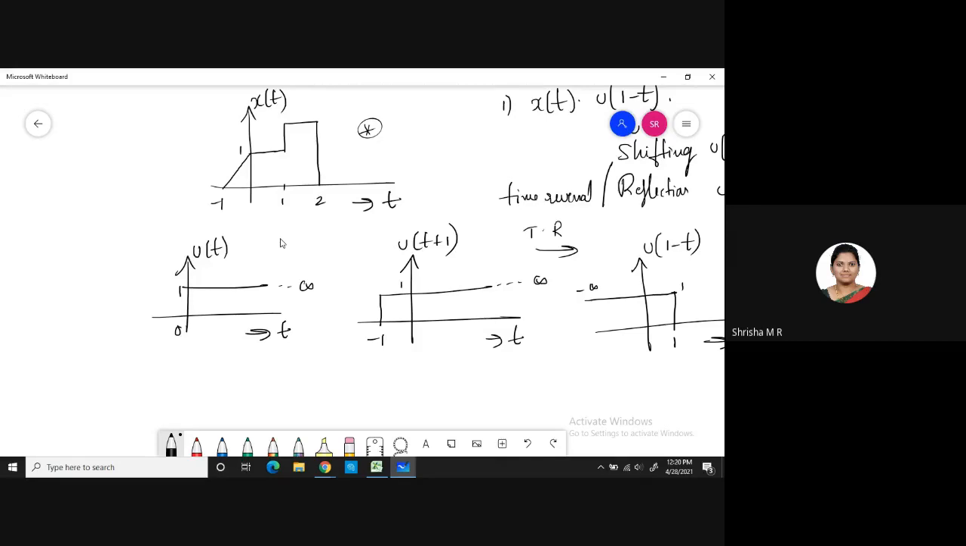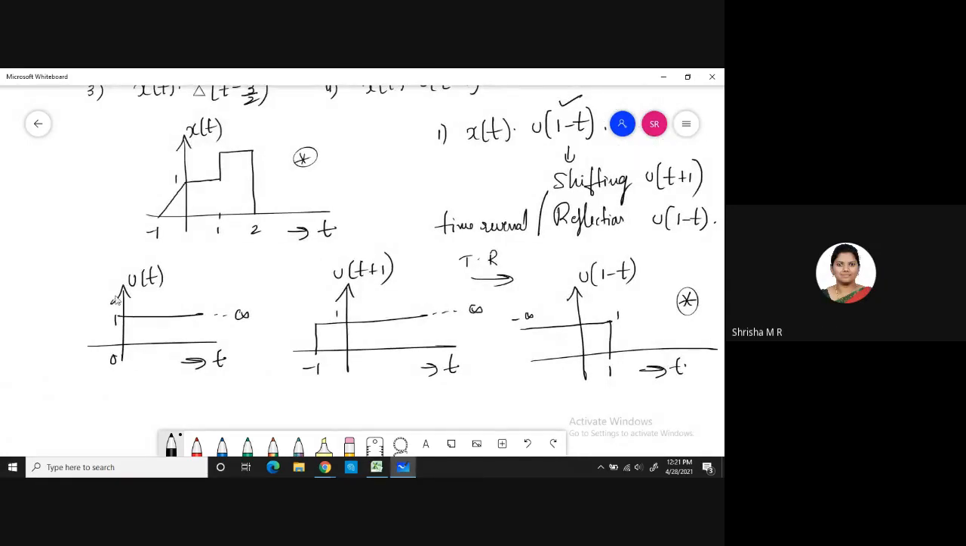We know that u of 1 minus t extends from minus infinity to 1, whereas x of t extends from minus 1 to 2. So, ma'am, basically we are doing the reverse, right? If it is 1 minus t, we are taking it from minus infinity to positive 1. No, don't think like that. We have u of t.